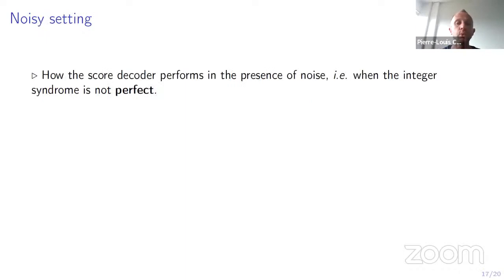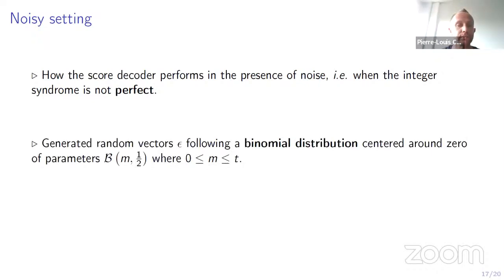But when we have a noisy syndrome, how does it work? If instead of having s tilde, we have s tilde plus epsilon, which is a noise, is our score function still efficient or not? This is what I will show you in the next slide. To do so, I will generate random vectors epsilon following a binomial distribution centered around 0. So I add a noise, which is following this binomial distribution, and I try to successfully find the correct vector x, even if my syndrome is not correct, but noisy.